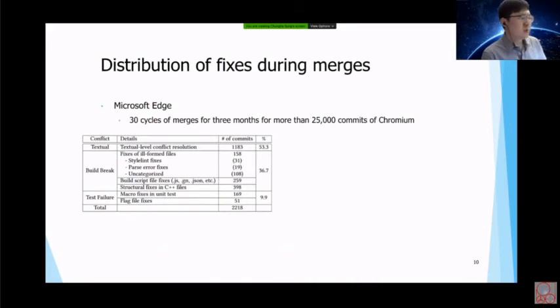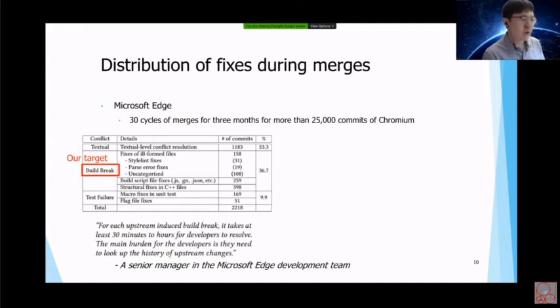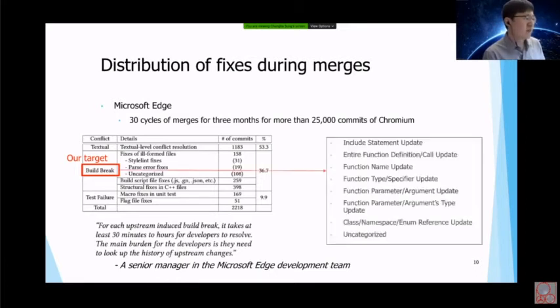Here's the distribution of fixes we studied from the stabilization branch and integration branch. It has three categories: textual conflicts, build breaks, and test failures. Among these, we target build breaks for automatic patches. The reason is the build breaks cost a lot of effort of engineers, as they need to look up the history of upstream changes. And we further categorize the types of build breaks based on causes and fixes.